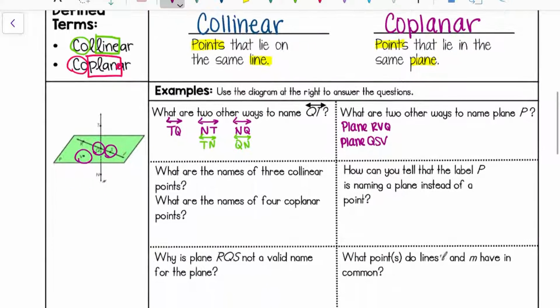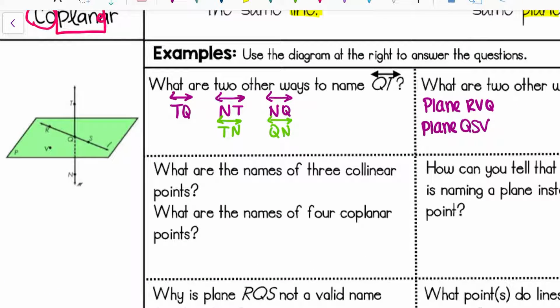Okay, what are the names of 3 collinear points on here? Well, 3 collinear points would be points that lie on the same line. So we have R, Q, and S are on the same line, or we could use T, Q, and N, which also lie on the same line. What are the names of 4 coplanar points? So you have to pick 4 points in the same plane. So here that would be V, R, Q, and S.